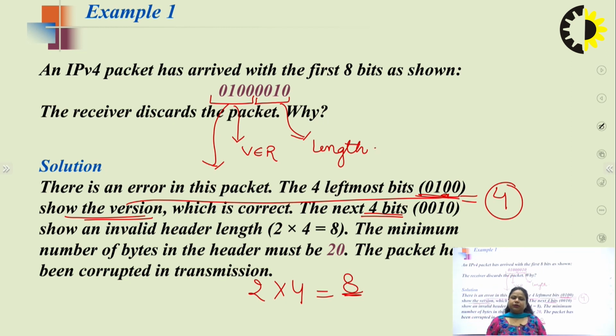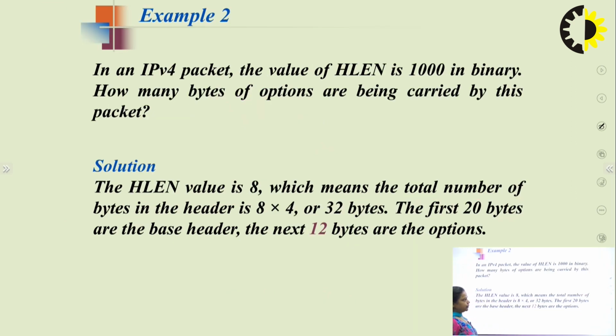Is it possible for the header length to be 8? No, because in the previous header format, we have already seen that the minimum header length is 20 bytes, up to 60 bytes. So we can say this particular packet has been corrupted in transmission. So there is an error in the packet. Why? Because the header length is 8 bytes, which cannot exist in the case of IPv4, right? Let's see one more example.